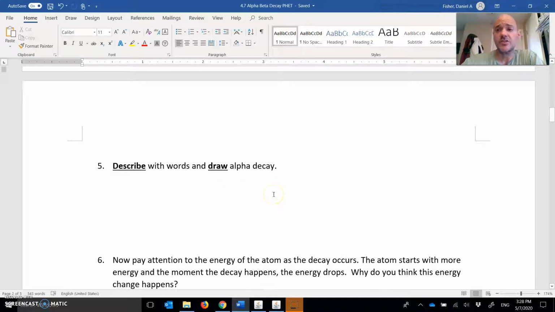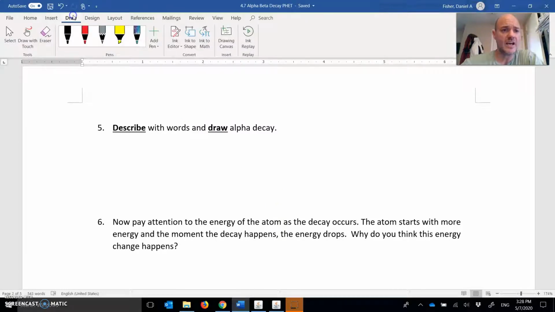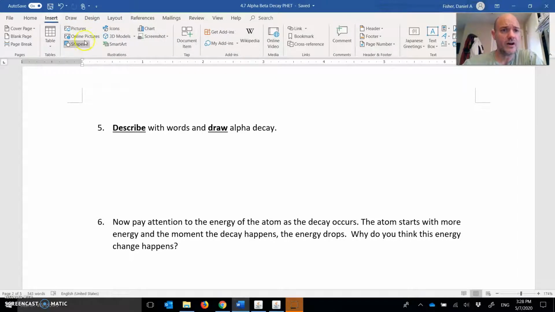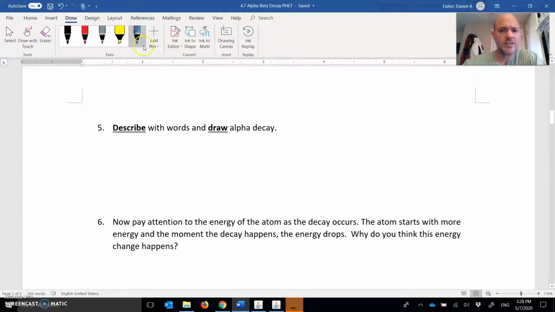I want you to describe what happens. I want you to draw alpha decay. Again, you can use the draw tab up here. You can do it like that. You can do it with shapes if you want to use shapes. I think the draw is probably the simplest and easiest to do. So that's what I would do.